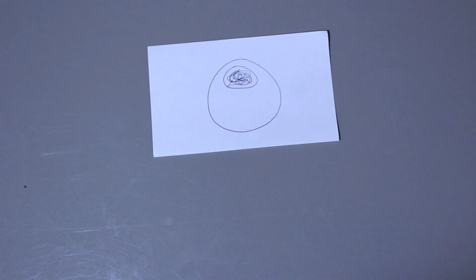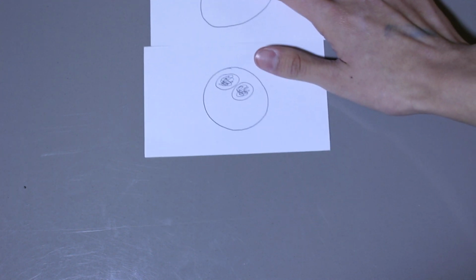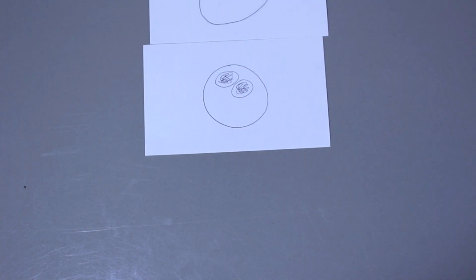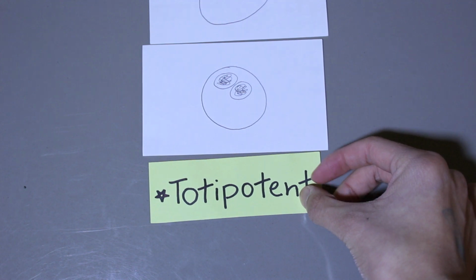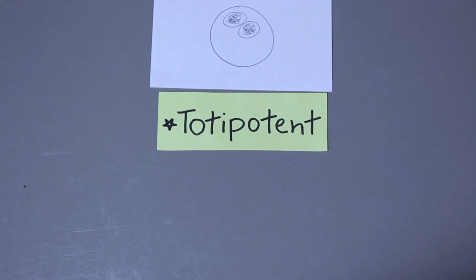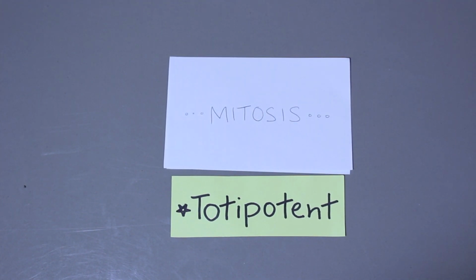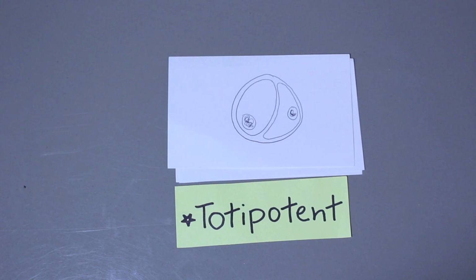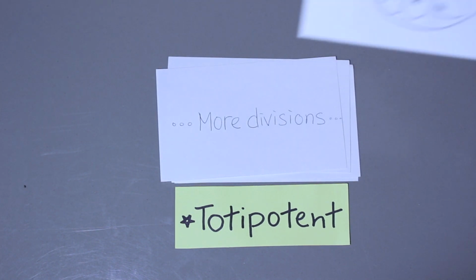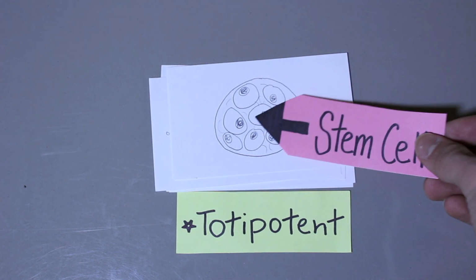This is a female egg. The sperm comes along and fertilizes the egg, and this is a fertilized egg that has started to divide. This embryo is called totipotent because it can give rise to any cell in the body. Now mitosis occurs, and the cell continues to divide. As the cell divides, it divides into even more cells, which are all totipotent. These cells in their current form are stem cells.